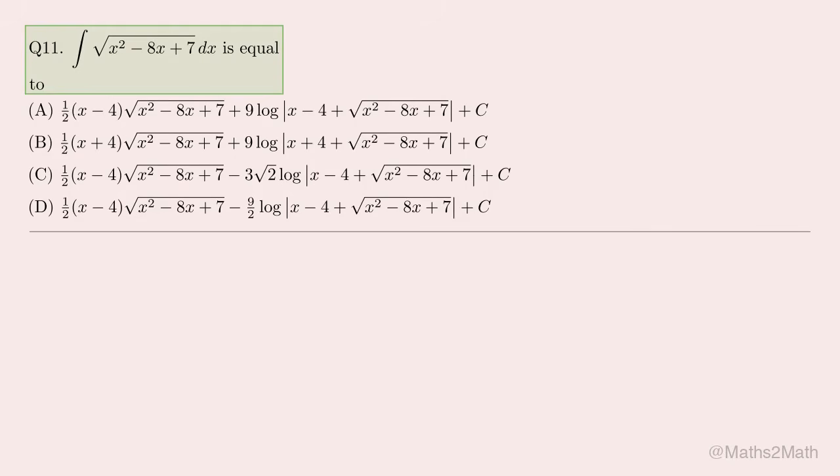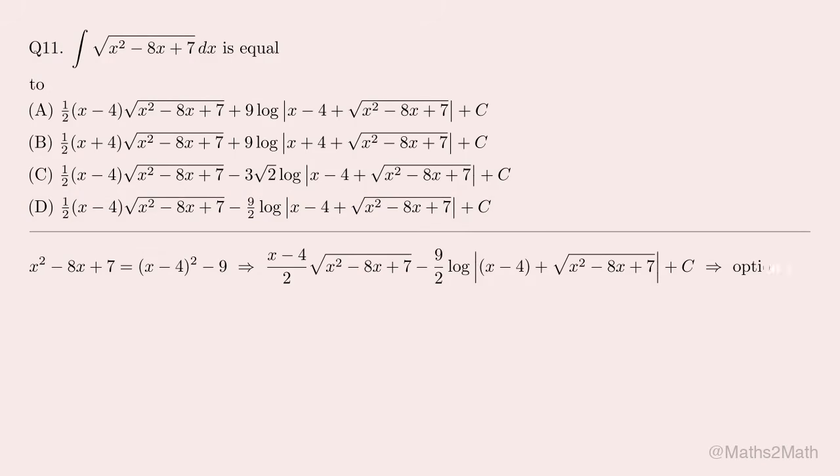Question 11. The final one, multiple choice. Complete the square first. X minus 4 squared minus 9. The minus formula. The completion is x minus 4 squared minus 9, so the answer is half u root minus 9 halves log. Option D.